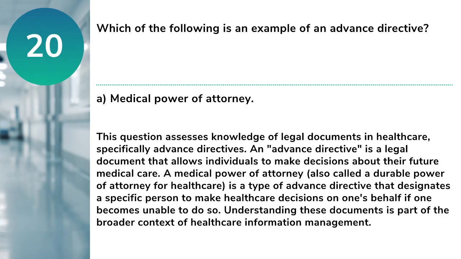This question assesses knowledge of legal documents in healthcare, specifically advance directives. An advance directive is a legal document that allows individuals to make decisions about their future medical care. A medical power of attorney, also called a durable power of attorney for healthcare, is a type of advance directive that designates a specific person to make healthcare decisions on one's behalf if one becomes unable to do so. Understanding these documents is part of the broader context of healthcare information management.